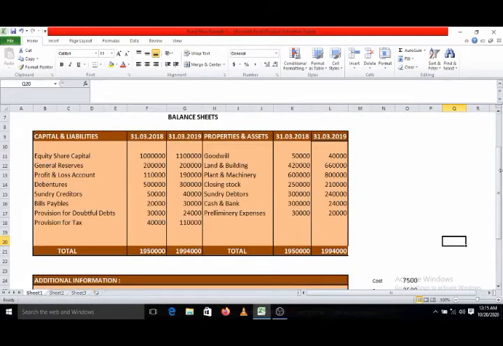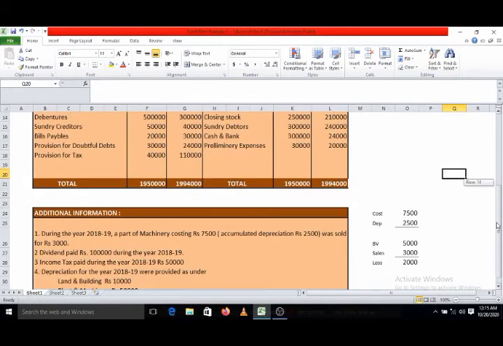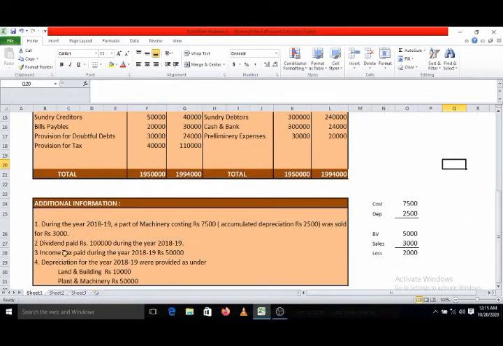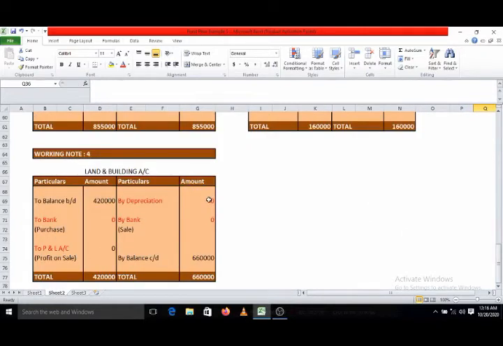Now what else can we find out? Here you can check out. We know about the depreciation. Depreciation for the year 18-19 was provided as under: land and building 10,000. So how much depreciation is provided on land and building? That is rupees 10,000. Do we know anything else about land and building? No. Opening balance, closing balance and depreciation.